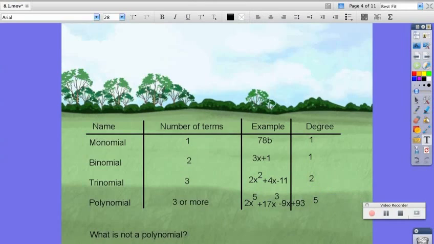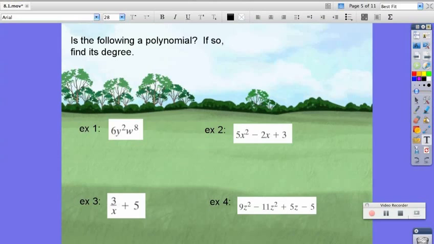What is not a polynomial? Polynomials have only positive exponents, right? So whatever has a negative exponent would not be a polynomial. An example would be 8x to the negative 3. Is the following a polynomial? If so, find its degree.